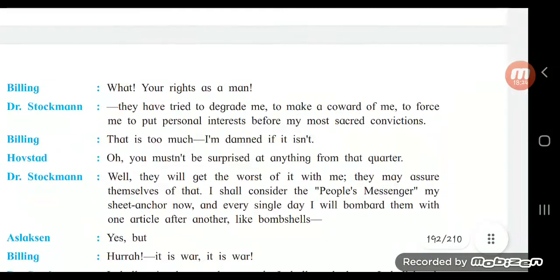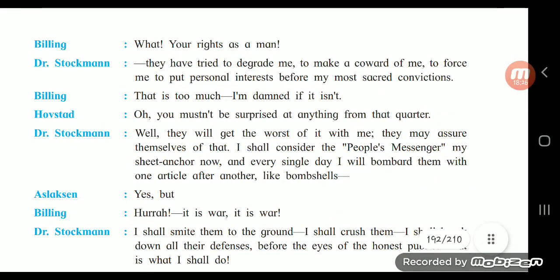That's why they have tried to degrade me, to make a coward of me, to force me to put personal interests before my most sacred convictions. Okay, they threaten that you also have a family, so think about them, don't try to go against us. Okay, but he is a man with a principle, so he says that I don't bother about it. I am doing what is right, and in this position or in this situation, I am supposed to take a stand, and I am going to take it. Okay.